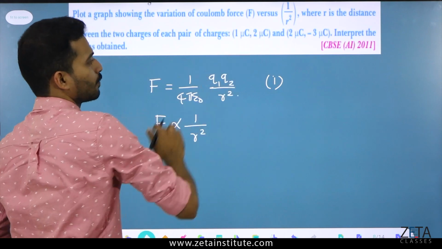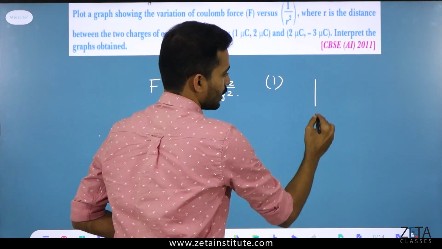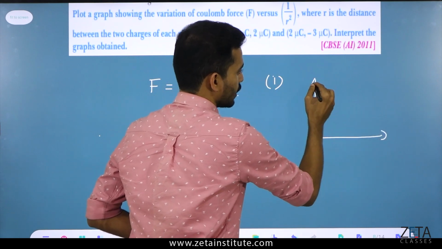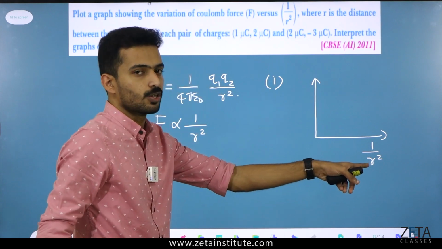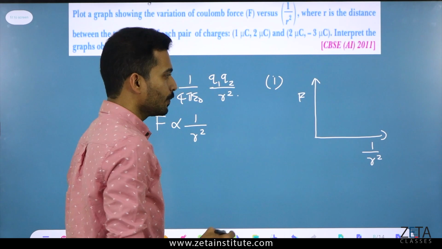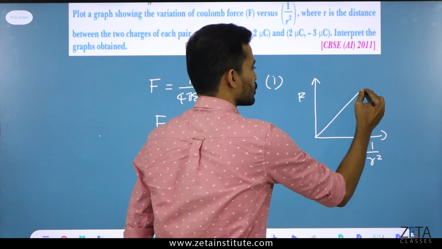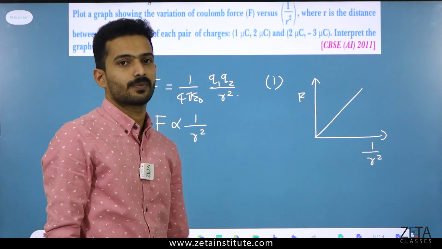Okay, so both are positive. The force also will be positive. So how will the graph be? They are directly proportional. Here it is 1 by r square. Keep in your mind, it is not r, it is 1 by r square, and this is F. So how will the graph be? They are proportional. The graph will be like this. The value of force is positive.